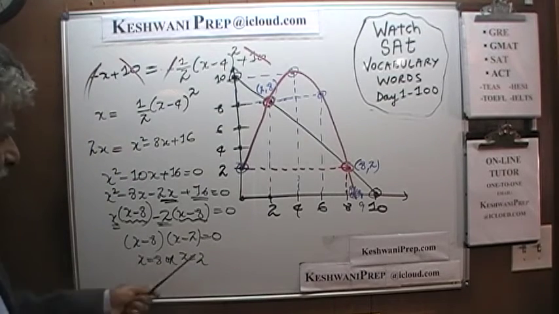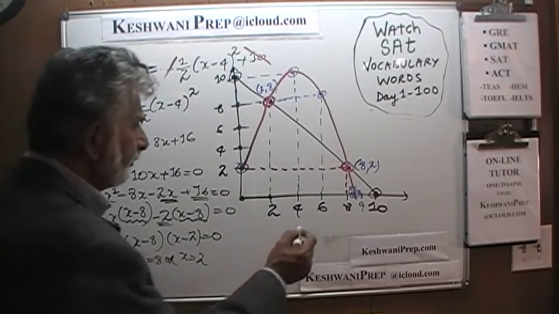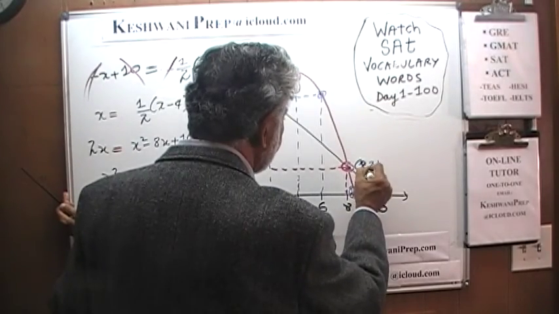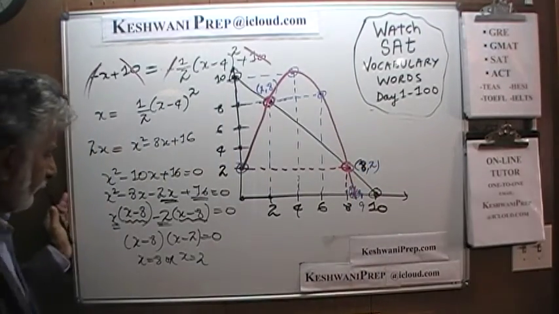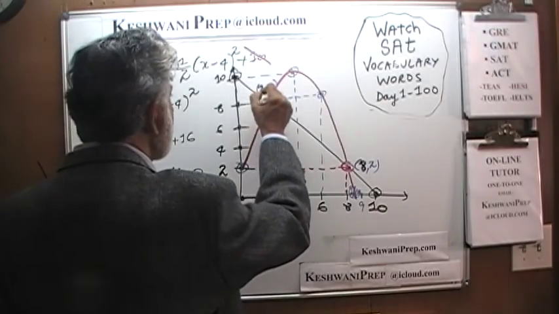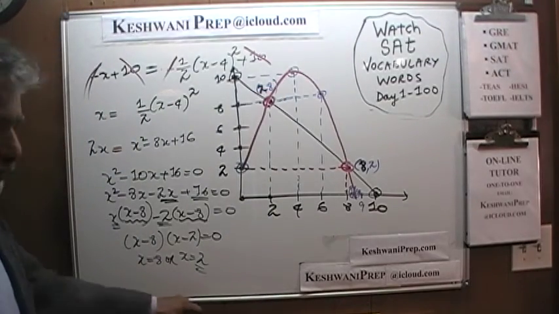And that's it. Exact same thing that we found here. Either x is equal to 8, that's where the two functions are equal to each other, or x is equal to 2, that's where they're equal to each other.